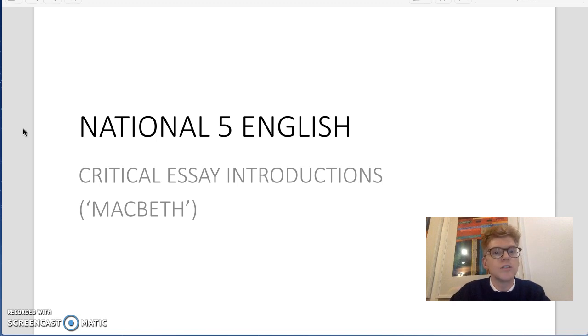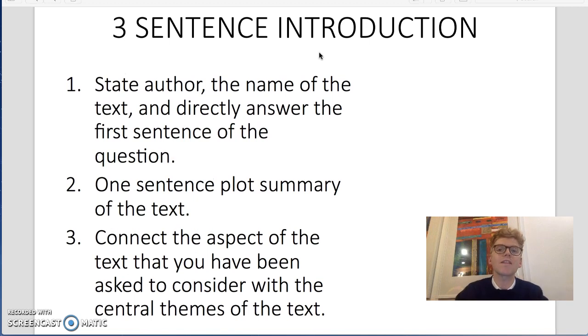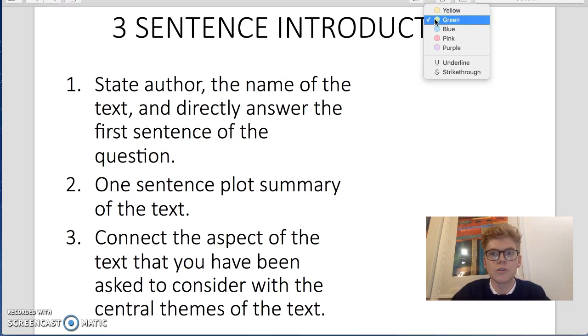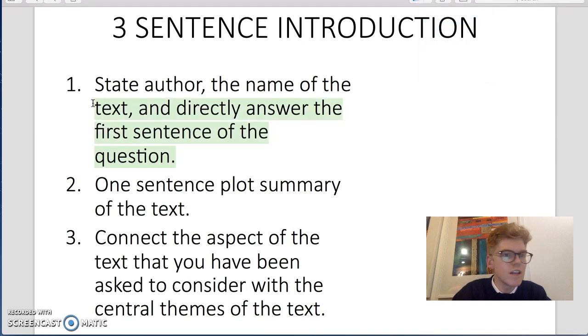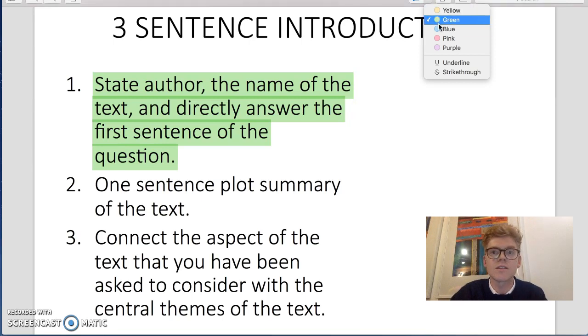So to give you a look at where we're going, I'm going to recommend a 3-sentence introduction to you. So the first sentence is simply going to make sure that we state the author of the text that you've studied, the name of the text that you've studied, and we're going to make sure that we are directly answering the question, particularly that first sentence of the question that is so important to tell your marker that you are serious about engaging with the task that you have chosen.